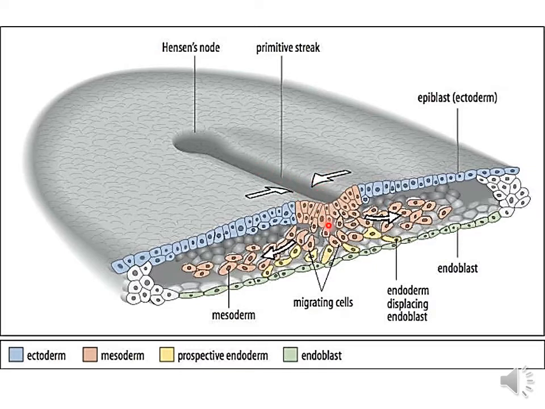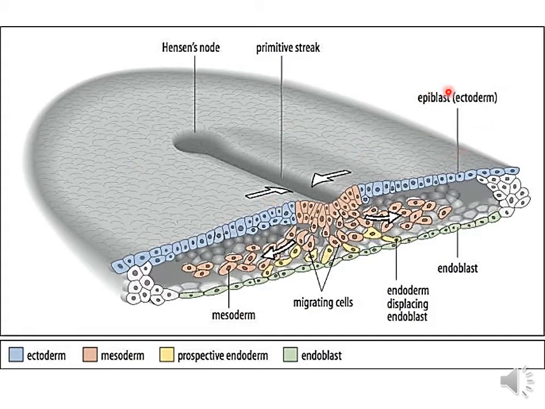Here you can see that these cells, after arriving in the area between the epiblast and hypoblast, will displace some of the cells of the hypoblast, giving the endoderm. The rest of the cells remaining in between the epiblast and the hypoblast will give the mesoderm. The remaining cells on the epiblast will give the ectoderm.